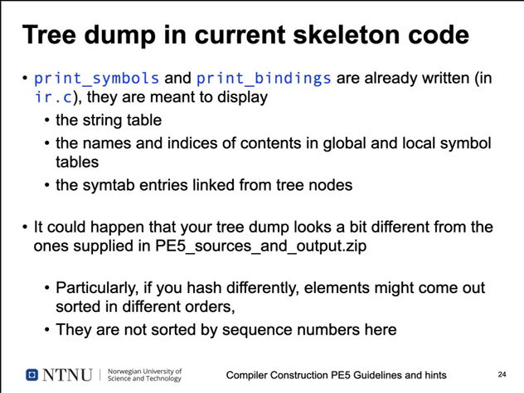So we have this PE5 sources and output zip, and it could happen that your tree dump looks a bit different from the ones we supplied as examples, particularly if you do a bit of different hashing. You might have a different sorting of elements in your hash table. We didn't sort them by sequence numbers here. So when you check them against the example output, just notice that some of the orders may be different, but that's not a mistake. That's just an artifact of looking up hashes in a different order.